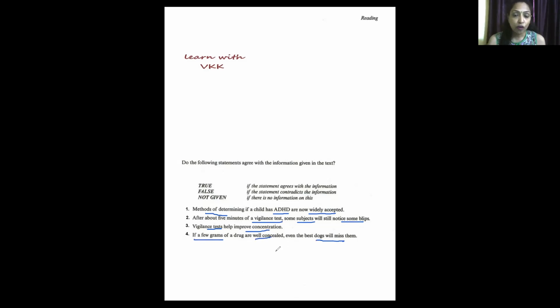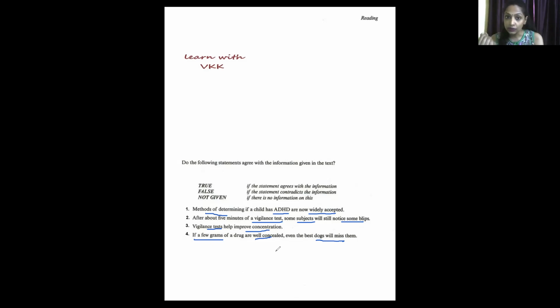The purpose of reading all the 4 in one go was just to catch some words or expressions which I can see here, which possibly would be noticed in the passage. Like I can see ADHD, I can see vigilance test, I can see concealed drugs, dog missing them, and so forth. You don't have to memorize them. Please remember, you don't have to memorize them. You're looking at it so that you can have an idea what you need to find out.